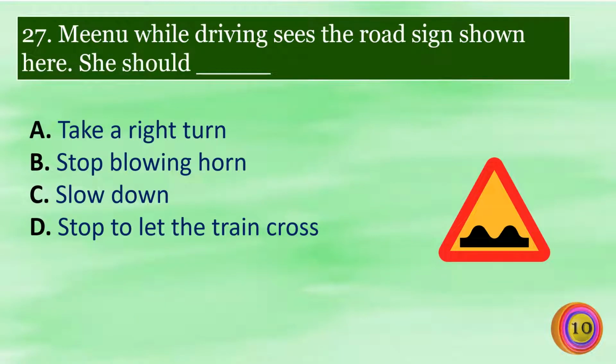Meenu, while driving, sees a road sign shown here. She should dash. Option A, take a right turn. Option B, stop blowing horn. Option C, slow down. Option D, stop to let the train cross.